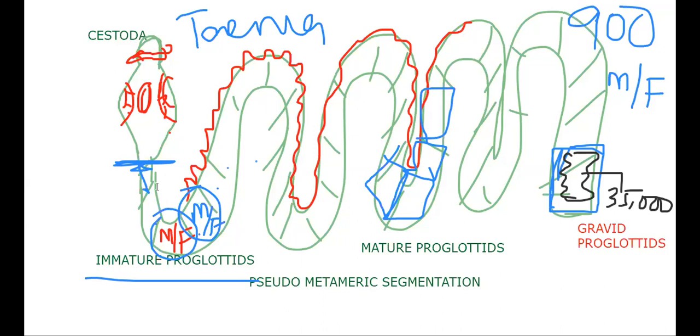So immature means male and female reproductive systems are underdeveloped, going to be developed. Mature means the male and female reproductive systems are well developed, in every segment. And the last 200 to 300 segments are called gravid proglottids. The reproductive systems are degenerated, and these segments contain 30 to 35,000 eggs. These eggs are going to be released out. The total life history we will discuss in the Biology and Human Welfare chapter. So this is all about Cestoda.